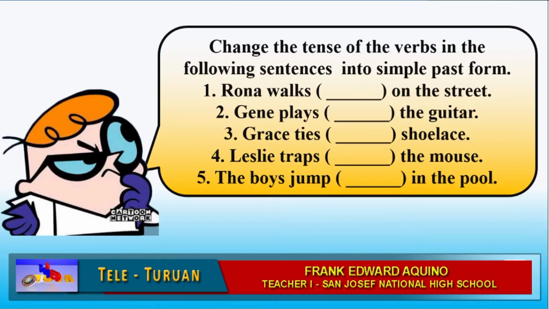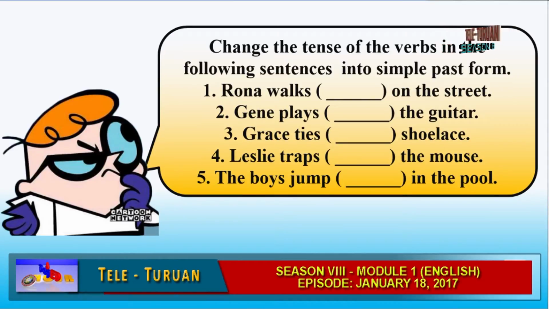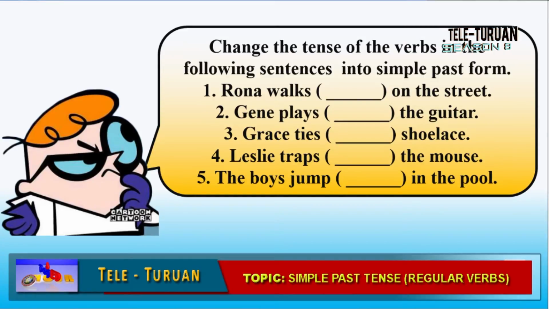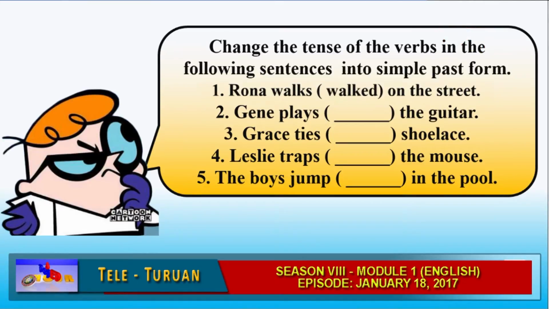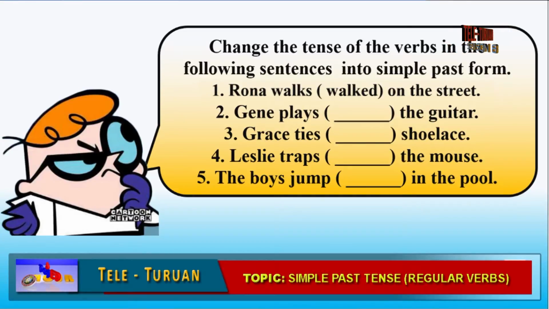Our sentence is, Rona walks on the street. You need to identify where's the verb. Very good. Our verb in the sentence is walks. Now transform that into past form. Okay, walked. So our sentence now would be, Rona walked on the street.